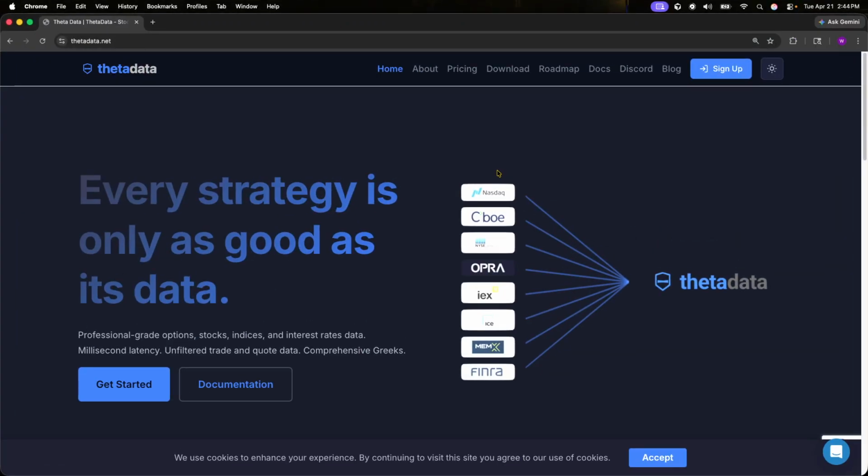Now, I'm not going to hold you. I don't get paid by them, but game recognizes game. I get it from ThetaData, right? And ThetaData is one of the most comprehensive places that I've seen that provides up-to-date option data that we can use in order to back test our option algo strats, right?